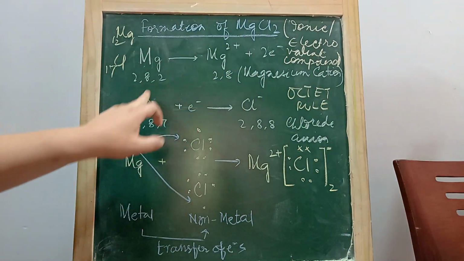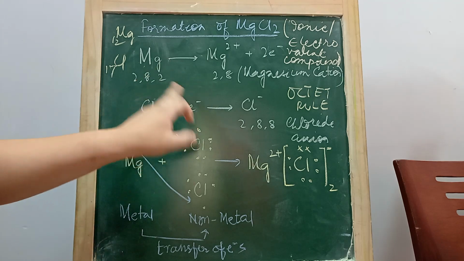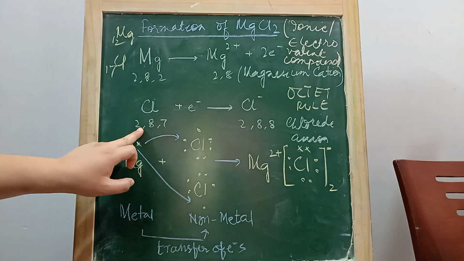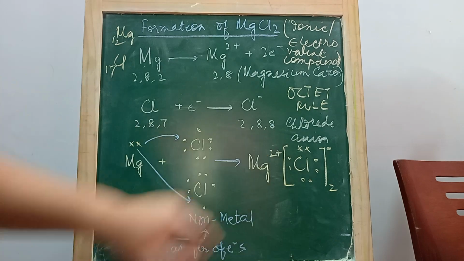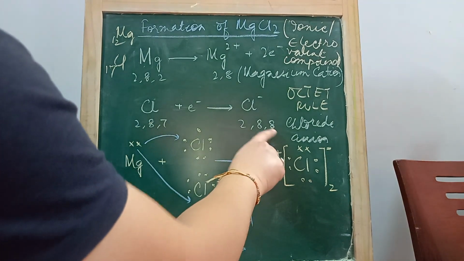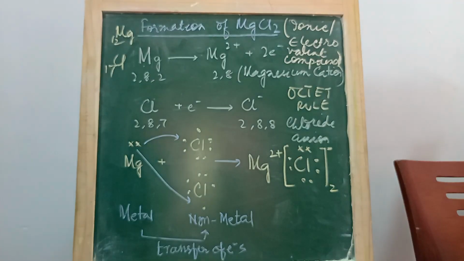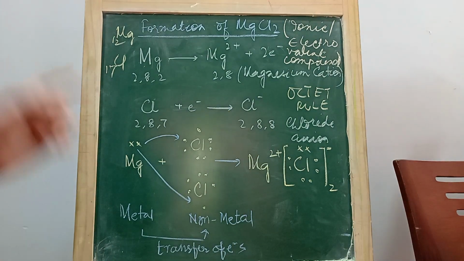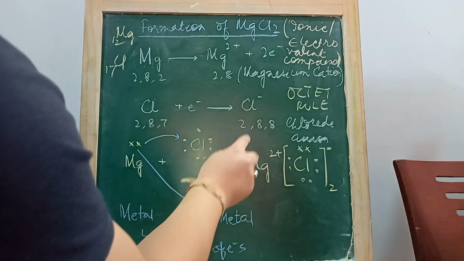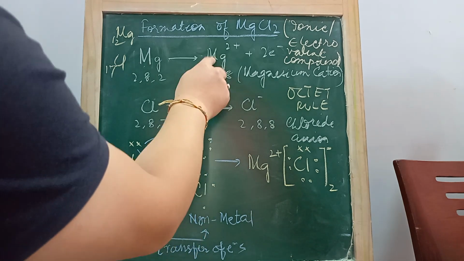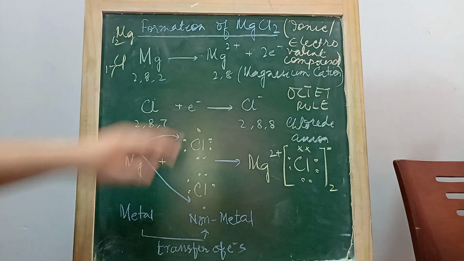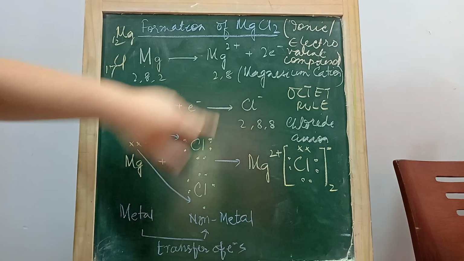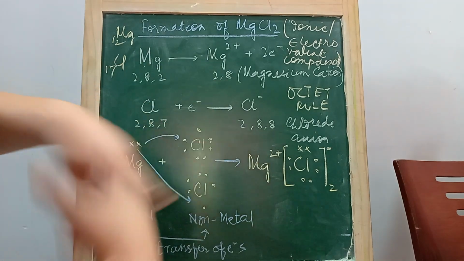And now when one electron is transferred to its outermost shell, the configuration becomes 2, 8, 8, which is again an octet, the 8 electrons in the outermost shell according to the octet rule. This is the electronic configuration of argon gas, so it is as stable as argon, and this one is as stable as neon gas. This is the electronic configuration of neon gas, and this is the electronic configuration of argon gas.